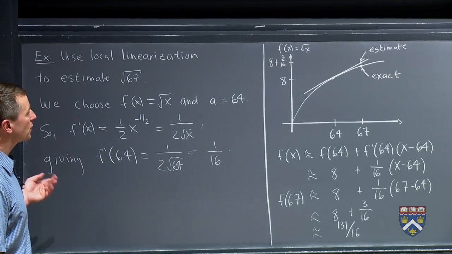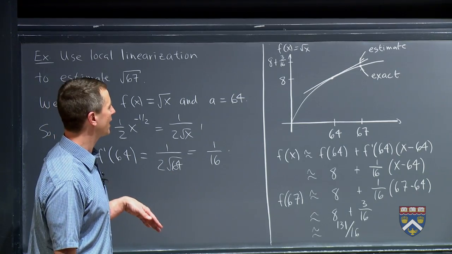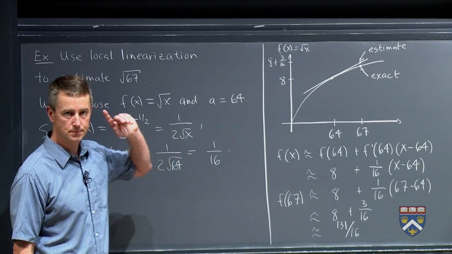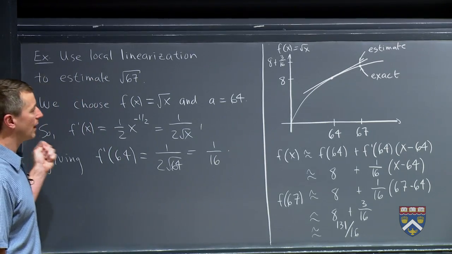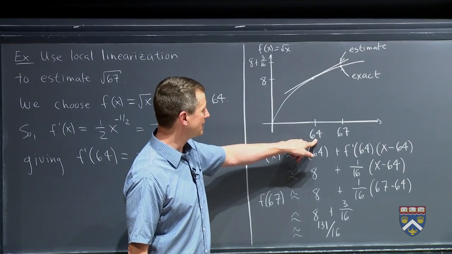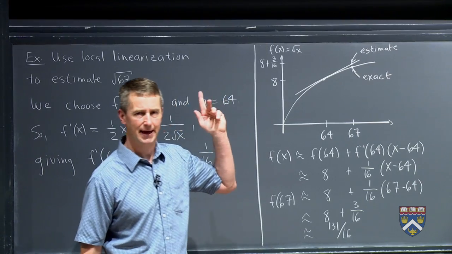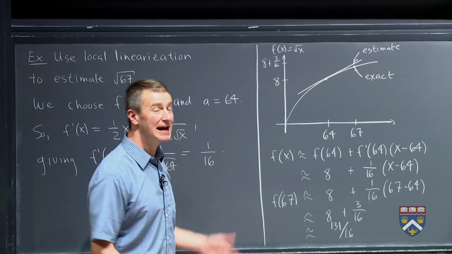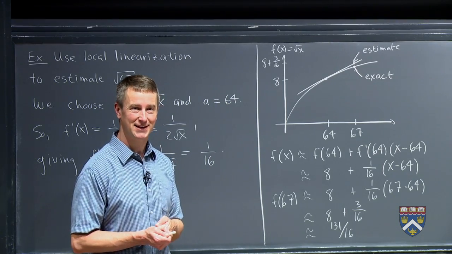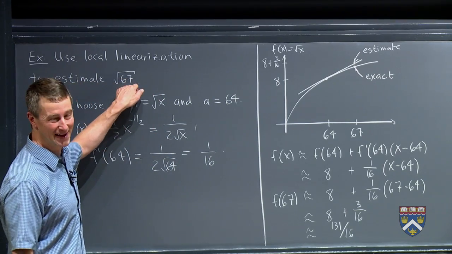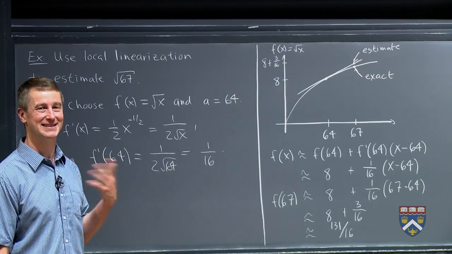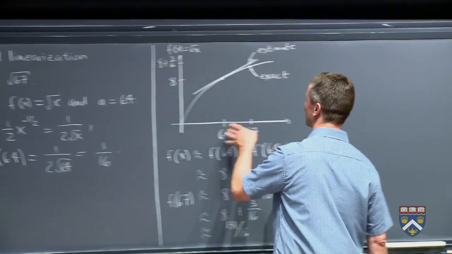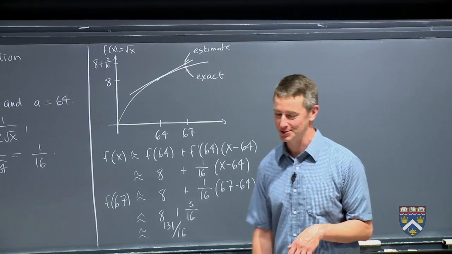Another question would be, why couldn't we have gotten even closer to 67? Like, why couldn't we have used our a to be 66? What would have happened if we tried that? Well, then, when we tried to figure out what f of a was, it would be the square root of 66. Do you know the square root of 66? I don't know the square root of 66. If you had some magic way of finding out the square root of 66, well, then just go ahead and apply your magic way and find out the square root of 67 exactly, and then you don't need to do any estimating. We actually do know the value at 64 is 8, and that's why we choose our a to be 64.